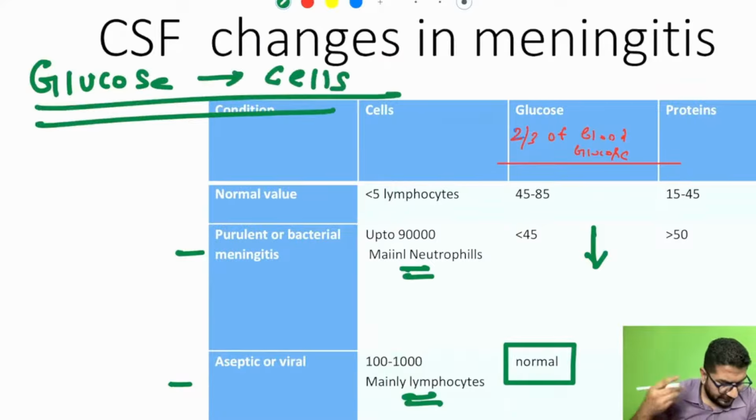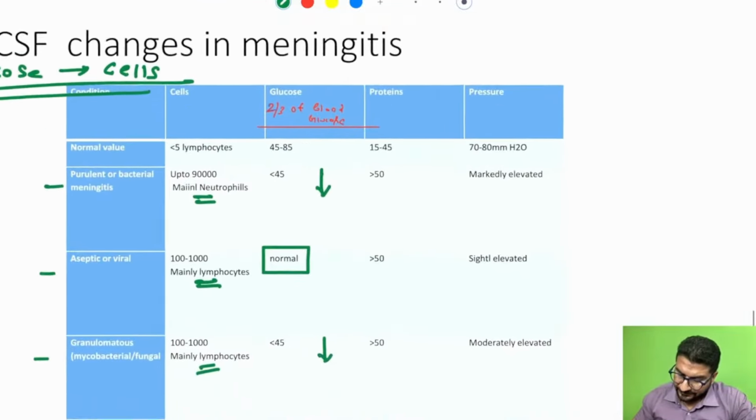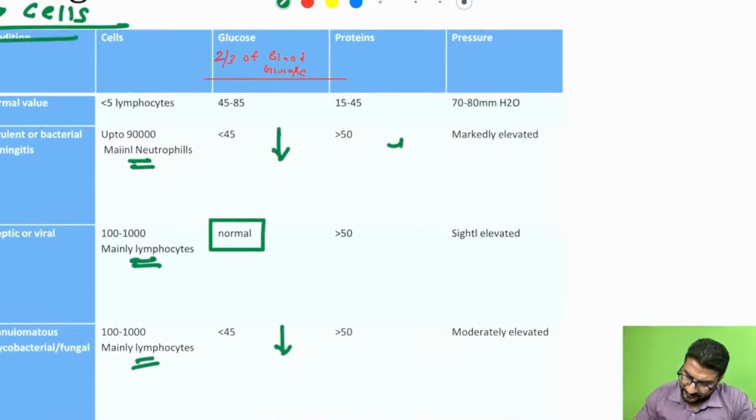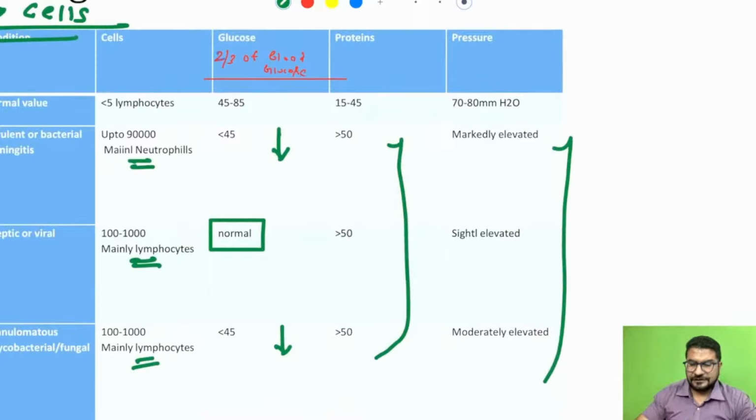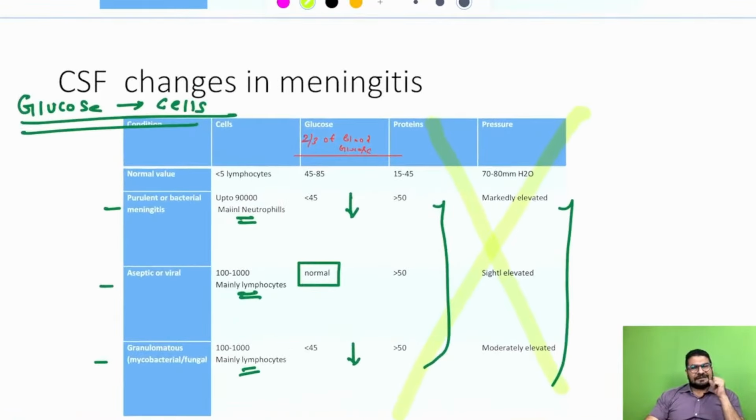और याद रखना, प्रोटीन प्रेशर सब जगह बढ़ता है, सो यू डोंट हैव टू सी दिस. यू कैन सी, देखो सब तीनों में बढ़ा हुआ है, प्रोटीन तीनों में बढ़ा है, प्रेशर तीनों में बढ़ा हुआ है. सो दिस इज नथिंग. तो प्रोटीन प्रेशर को छोड़ दो. So first see glucose, second then see the cells. Simple. Done.